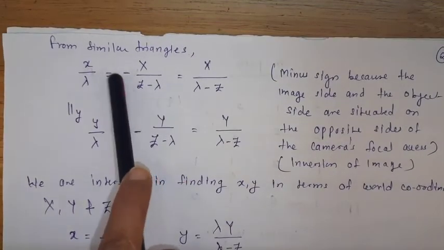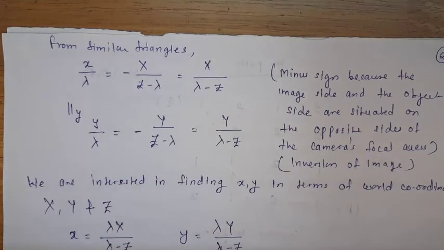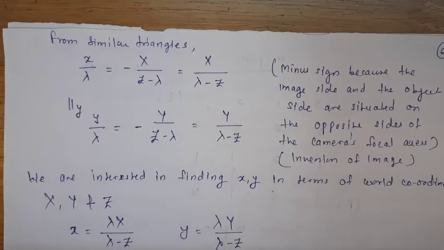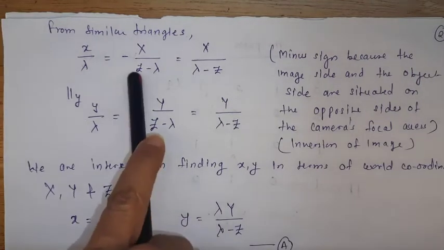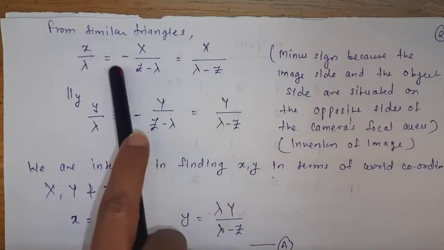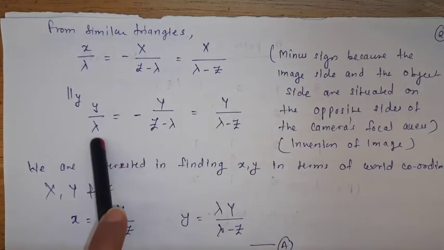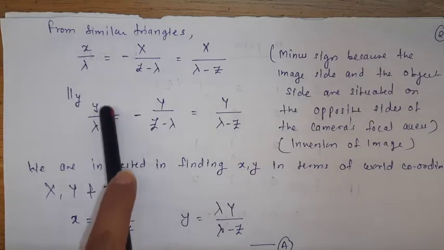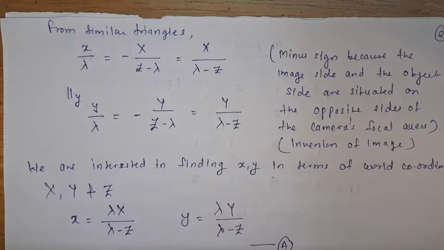Why the minus sign? Because the image side and the object side are situated on opposite sides of the camera's focal point. Whatever image we get, it's an inverted image, and that's why it is represented by a minus sign. So can I write this as this? Yes, because of the minus sign I am taking lambda minus z. Similarly, we will get this in terms of y: y upon lambda equal to minus Y upon z minus lambda, that is equal to Y upon lambda minus z.